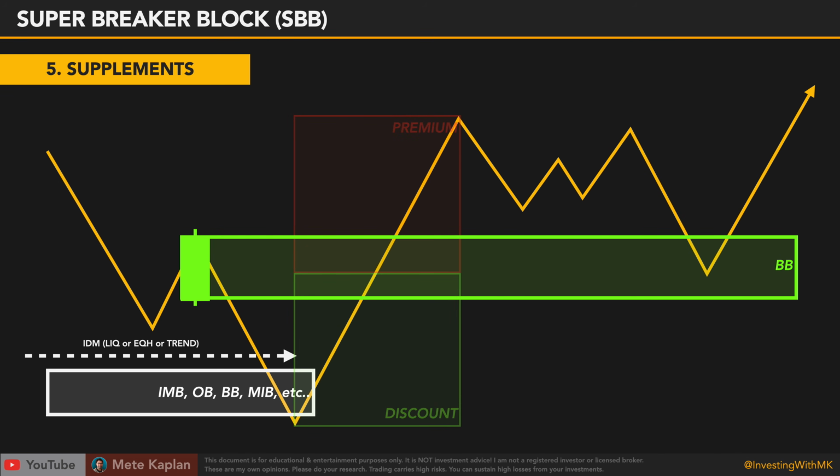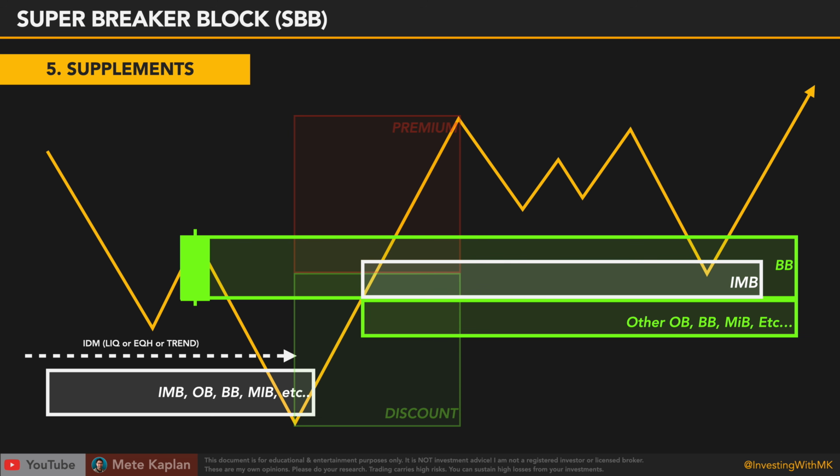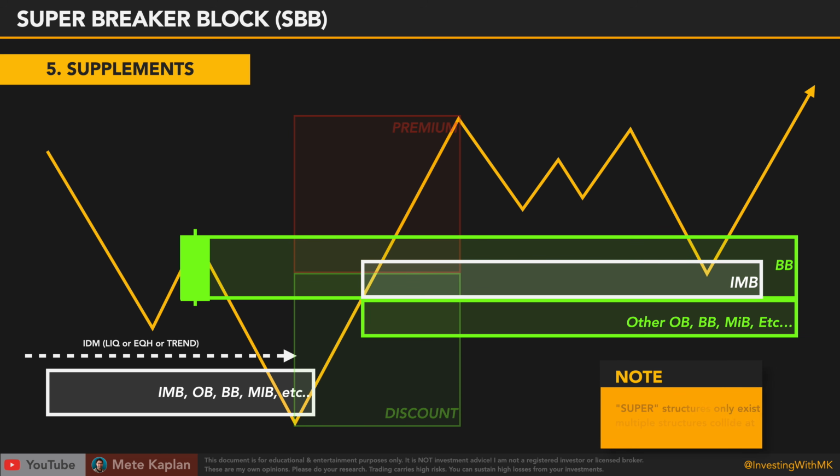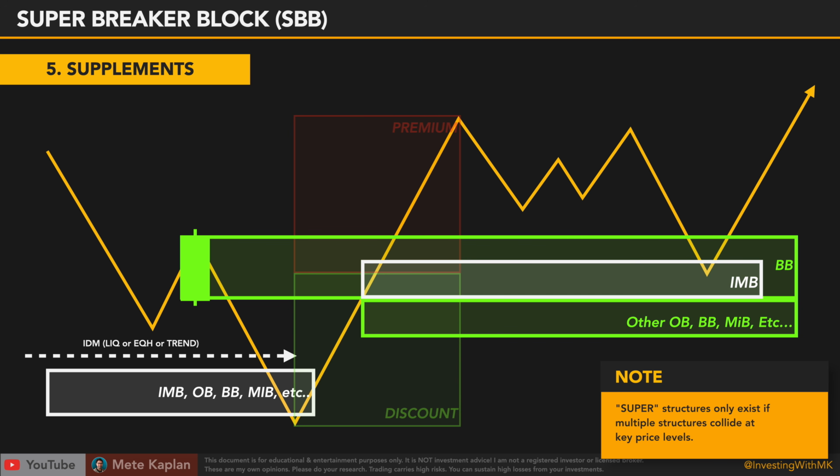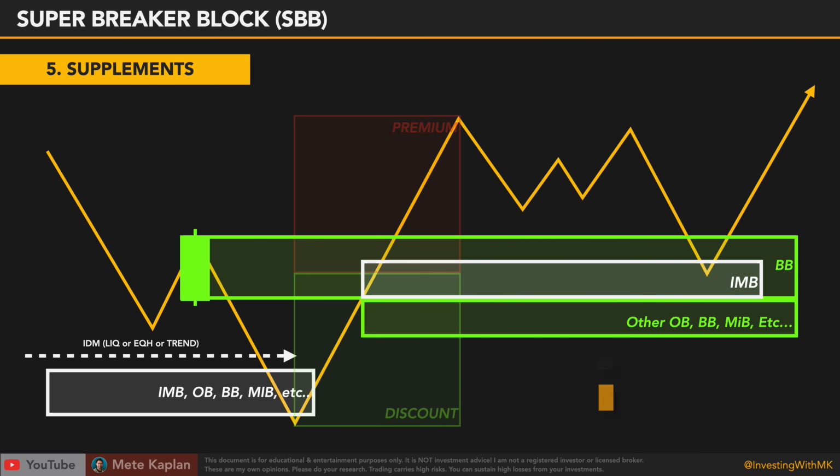Let's continue to understand super breaker blocks, the supplements. As you know from the last video, a single breaker block is not enough. Not super at all if it is alone. The super word comes from multiple structure collisions. Think about Superman. He can fly, he can shoot lasers from his eyes, he has the super strength. He is the full package of super.